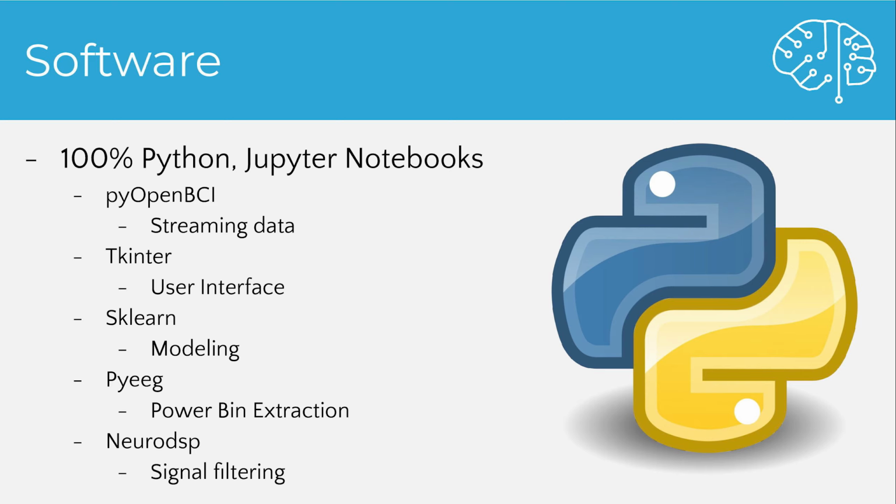OpenBCI is used to work with our specific headset. Tkinter is a Python graphics library which we use to program the graphical user interface for our app. sklearn is used to program the classification model, and functions in PyEEG is used to implement the feature extraction critical to this project. Last but not least, NeuroDSP is used for the initial signal filtering.